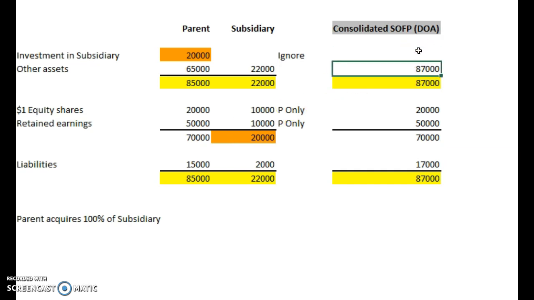The other assets are just parent plus subsidiary. This is parent only. This is parent only because it's date of acquisition. As I said, once we have traded for a year as a group, or even any period as a group, these retained earnings will have changed, and then we can begin to add in the post-acquisition retained earnings of the subsidiary. But as it stands, it's just the retained earnings of the parent.